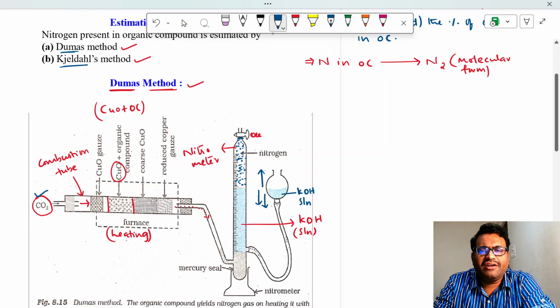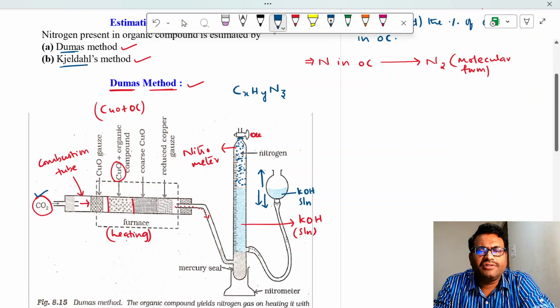Organic compound contains carbon, CxHy, let us take CxHyNz. The organic compound contains carbon, hydrogen and nitrogen. This is reacting with the cupric oxide.